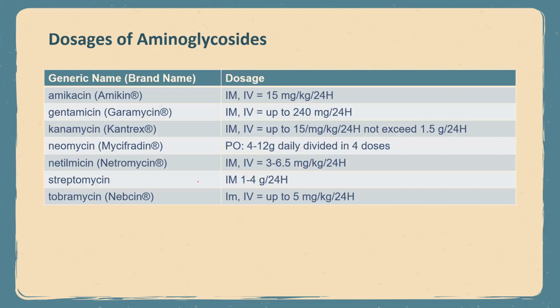Okay, so these are the doses of our aminoglycosides and the generic names. So these are our aminoglycosides: amikacin, gentamicin, kanamycin, neomycin, netilmicin, streptomycin, and tobramycin. And the dosage is given intramuscular and intravenous. So please be mindful of this one.